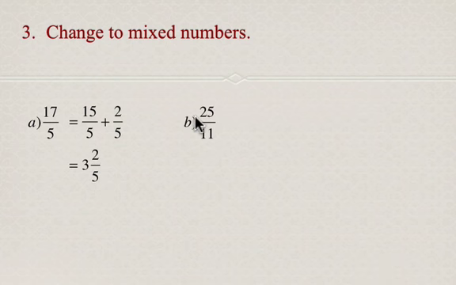Next question, 25/11. Well, 22/11 plus 3/11 is the same thing. The reason we take out 22 is because 22/11 is 2. 22 divided by 11 is 2, and we have our 3/11. So 11 goes into 25 2 times with 3 left over, and keep the denominator.